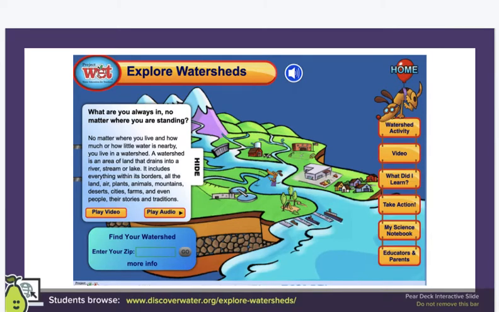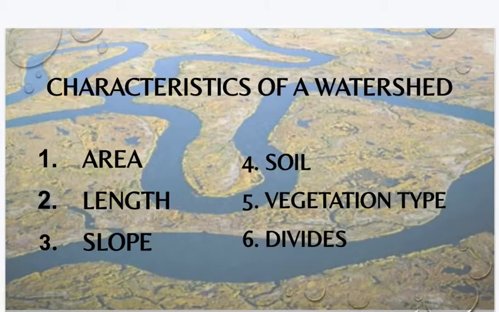We have a little interactive activity in order to explore watersheds. It was a little juvenile, but it does get the information across. The characteristics that define a watershed: area, length, slope, soil, type of vegetation, and divides. Also, here in the background you have a pretty old waterway. You can tell because it has these large bends in it, and you have the beginnings here and here of an oxbow lake.